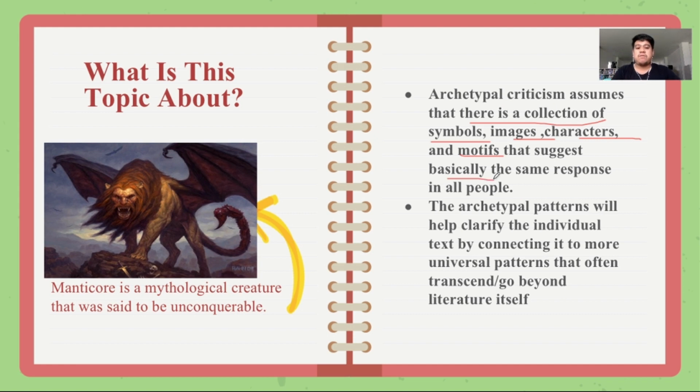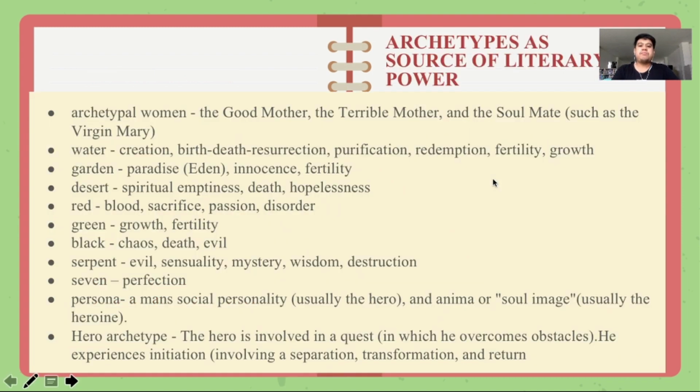This is what I'm telling you before. So the archetypal patterns will help clarify the individual text by connecting it to more universal patterns that often transcend or go beyond literature itself. So it's about finding connection, finding meaning of these recurring patterns or archetypes to us people, okay, to the different things that we experience. Somehow, this could be related to us, okay?